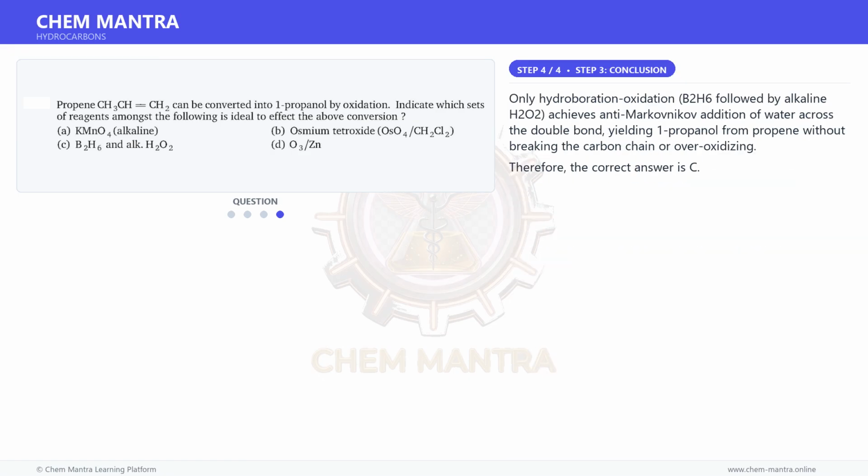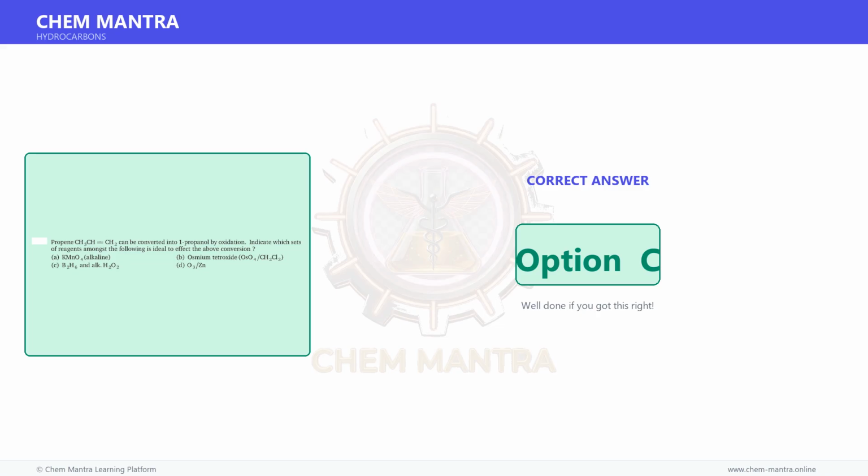And for the final step, only hydroboration oxidation, B2H6 followed by alkaline H2O2, achieves anti-Markovnikov addition of water across the double bond, yielding 1-propanol from propene without breaking the carbon chain or over-oxidizing. Therefore, the correct answer is option C.